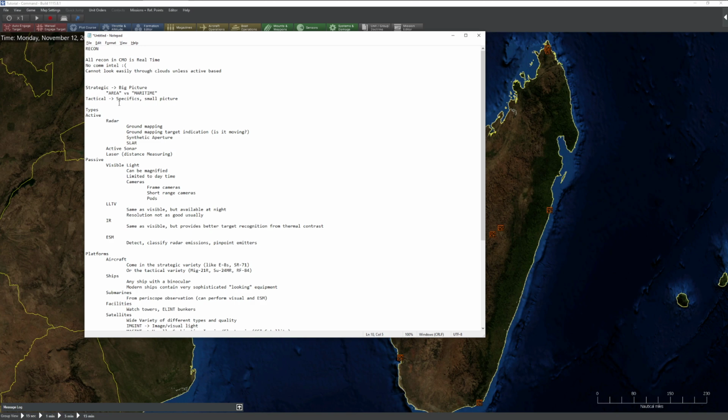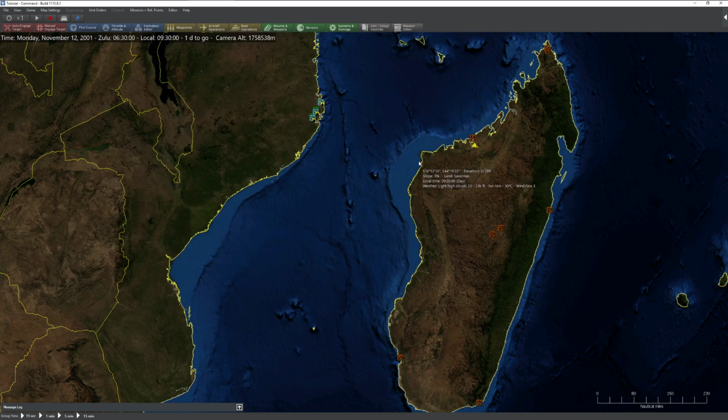Then you get what I like to call the tactical. These are basically, you take an F-16, you throw a camera on the side of it, and say, go see if you can find me the unit that happens to be at that location. So with that in mind, let's take a look at our scenario.